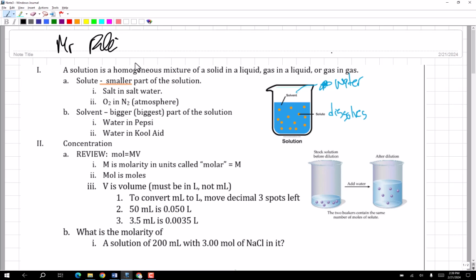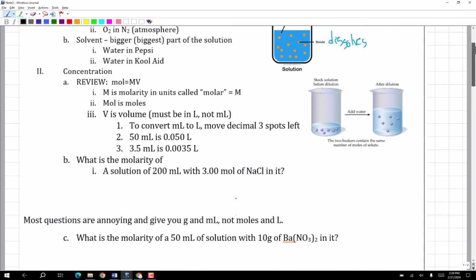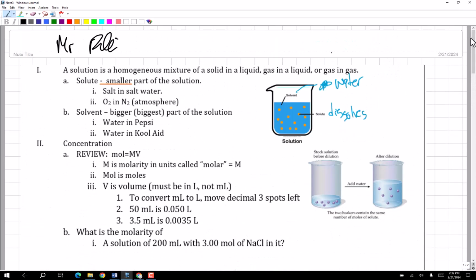And welcome to 8.2. We're going to talk a little solutions, a little molarity, a little dilutions, and other things that end in "shun." So let's take a look.